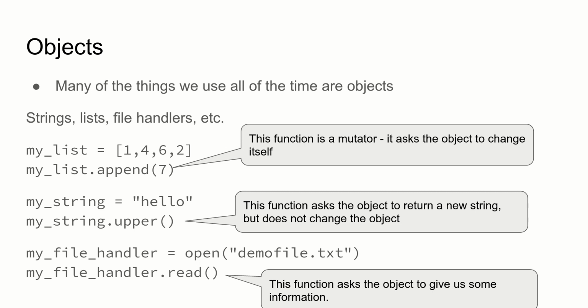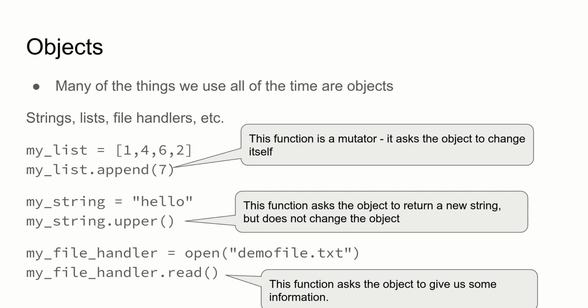On the other hand, there are other functions that we can call with objects that ask the object for something or ask the object to do something, but don't change the original underlying object. You may remember that I've said before that strings are immutable, in fact, and therefore they have no mutators. We can't tell my string to change itself to be uppercase, but we can ask my string, could you please give me a version of yourself that is uppercase? And that's what we're doing here.